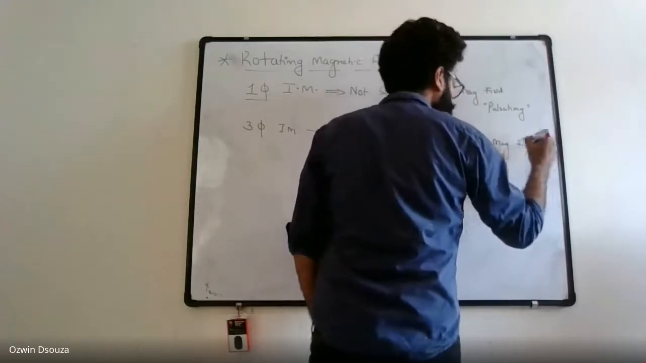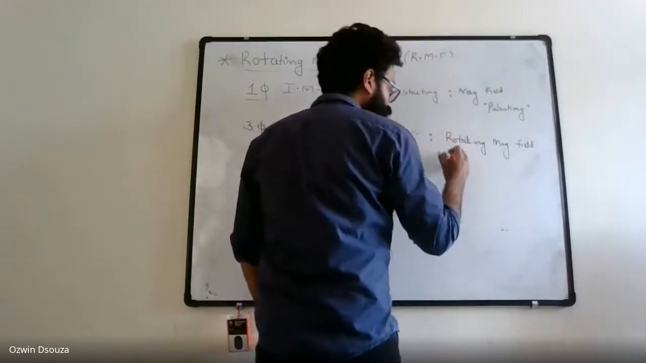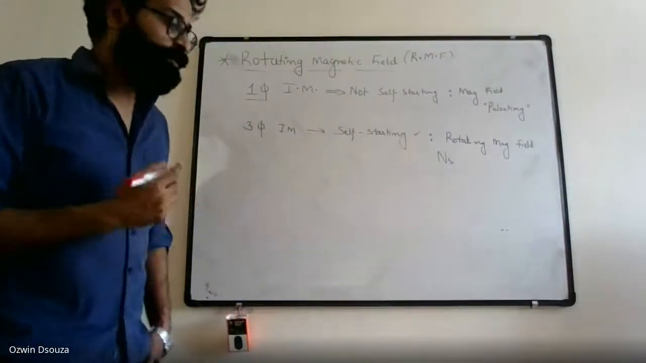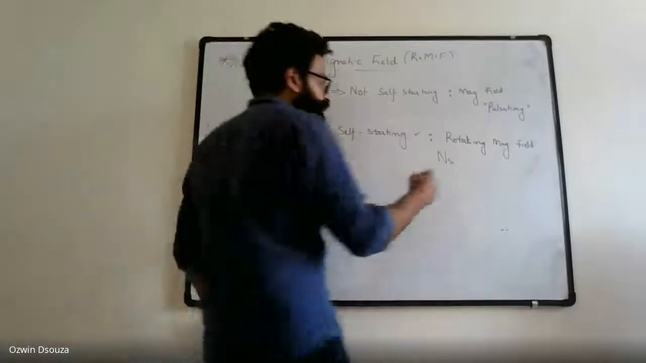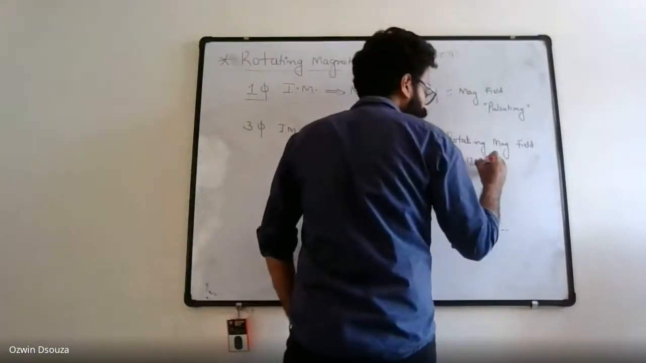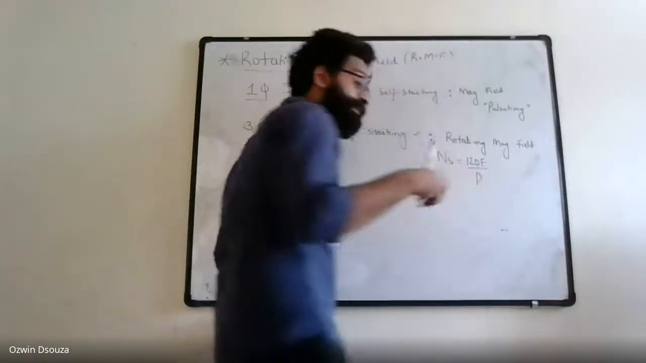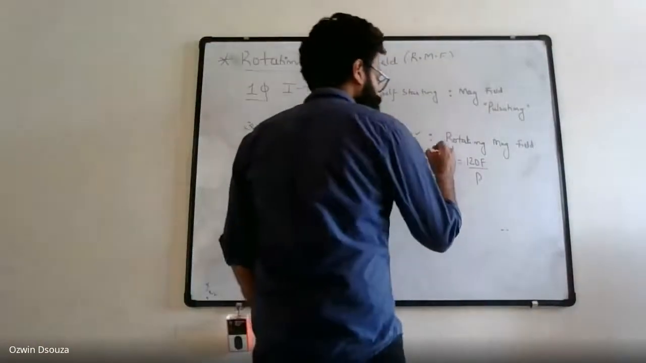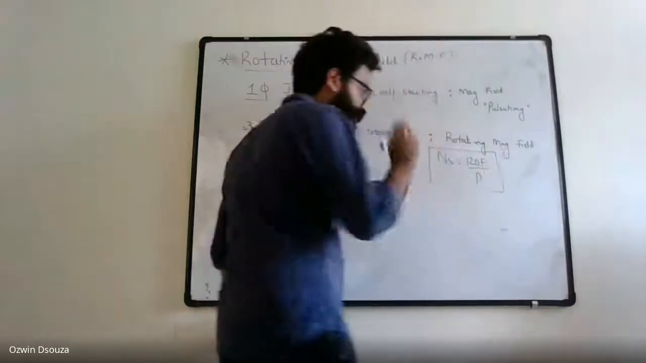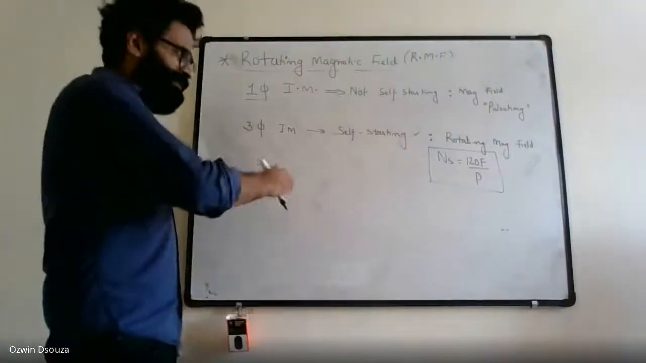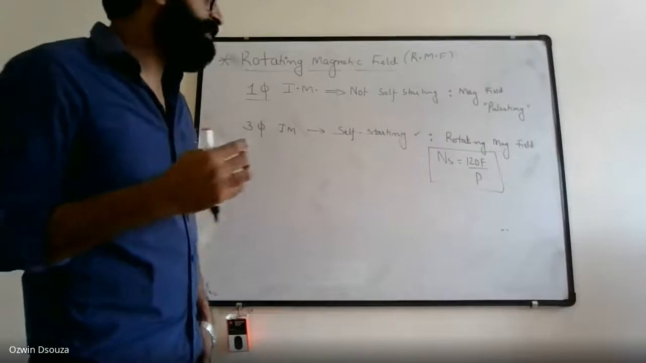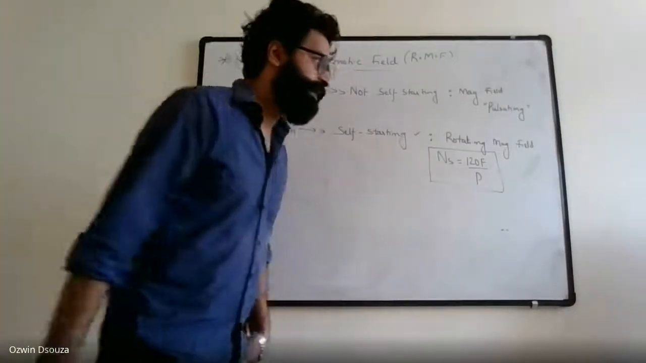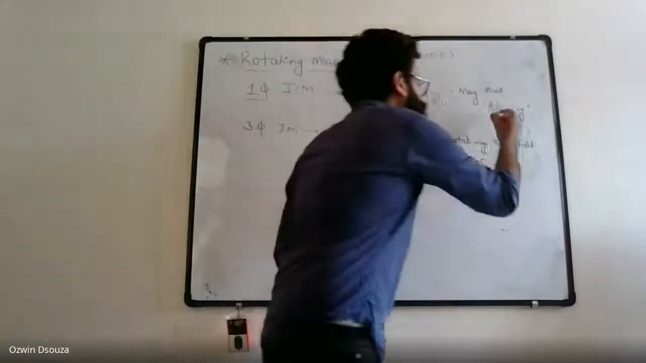The speed of the rotating magnetic field is usually denoted by Ns, and Ns is given as 120 f by P. The same relation you have used in the case of the alternator. So Ns is equal to 120 f by P. Now, it is not actually included in the syllabus, but since you are from the electrical branch, I thought I'd throw some light on this pulsating magnetic field.